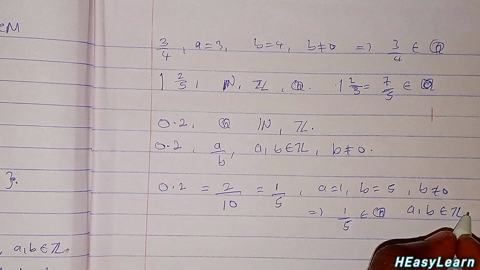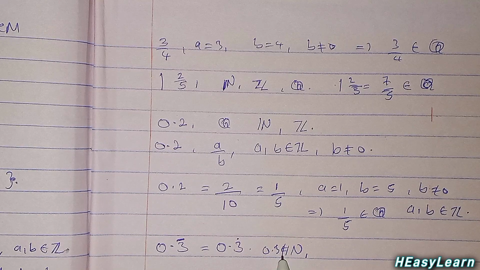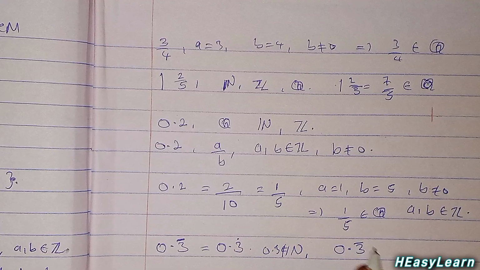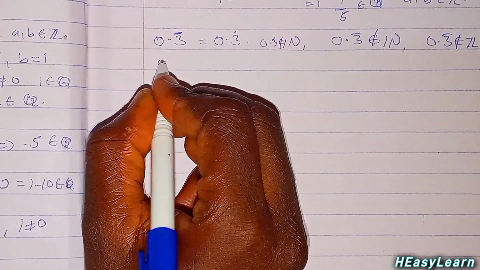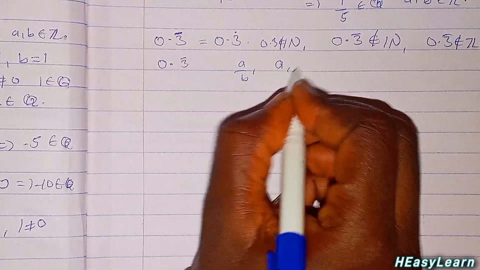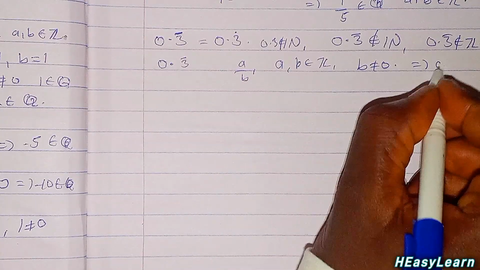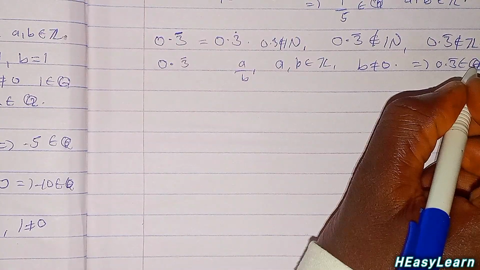Set of integers. Again, 0.3 repeating, with this bar, is the same thing as 0.333 dots. It's very obvious that this is not coming from the set of natural numbers. 0.3 repeating can never be in the set of natural numbers. It can also not be in the set of integers. Let's see if we can write 0.3 repeating in the form of A over B, with A, B coming from the set of integers, B not equal to 0. Then we can say it will belong to the set of rational numbers.